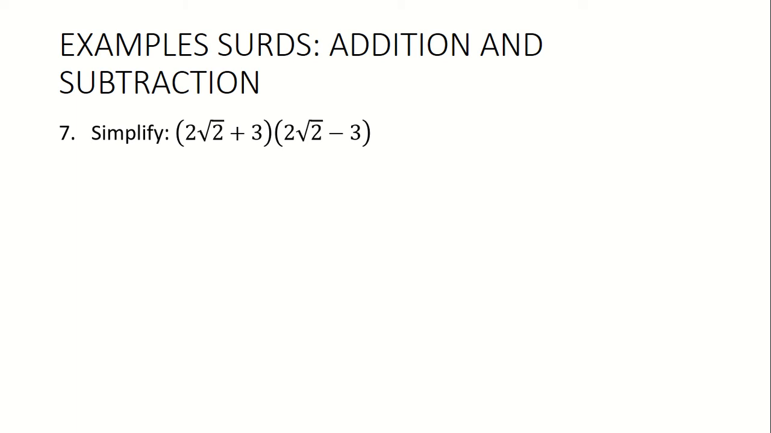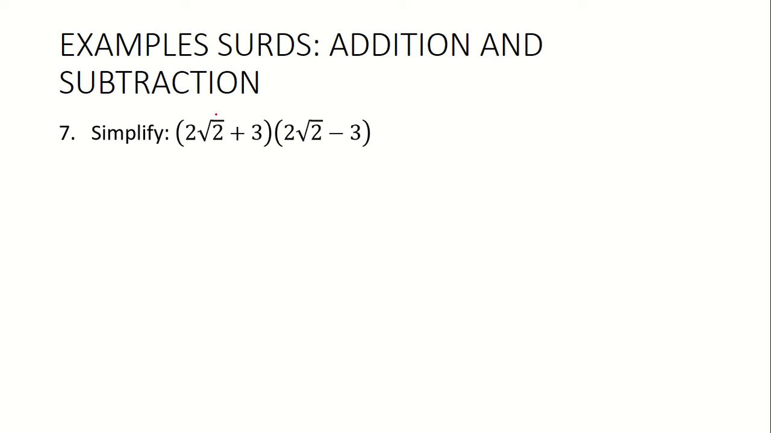Now, this is simply a binomial multiplied by a binomial. Nothing changes. You will simply multiply these two brackets out using FOIL, but you'll realize that the brackets are exactly the same, okay? Except that there's plus and there's minus in each of those brackets. All you have to do here, you'll realize this is simply a difference of two squares.